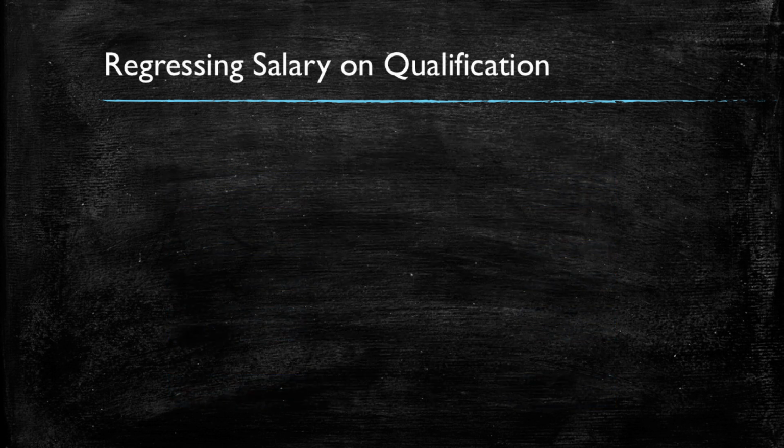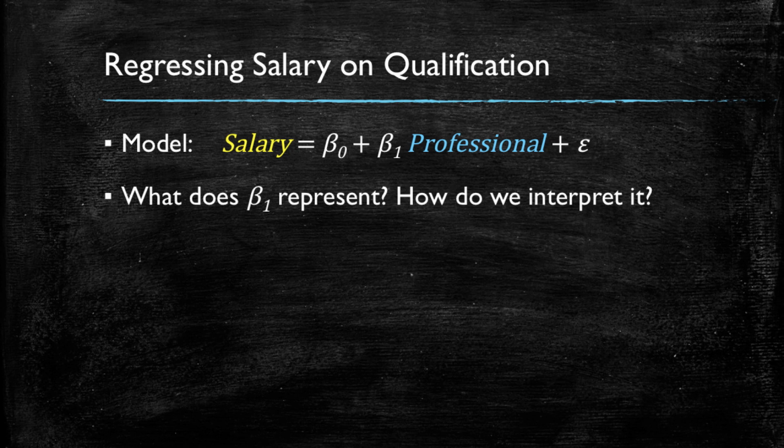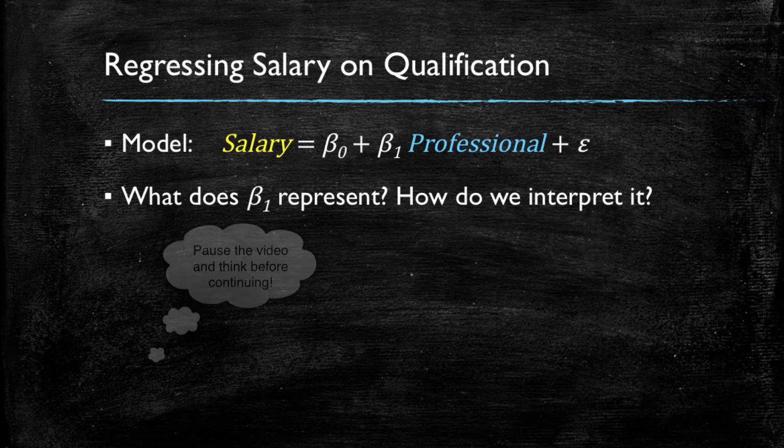Now we're going to regress salary on qualification. And this is going to be our baseline model. We have an intercept and we have a slope for professional. Now let's make a small pause here. What does beta 1 exactly represent, and how do we interpret it? I'm going to give you a few moments to think about this.